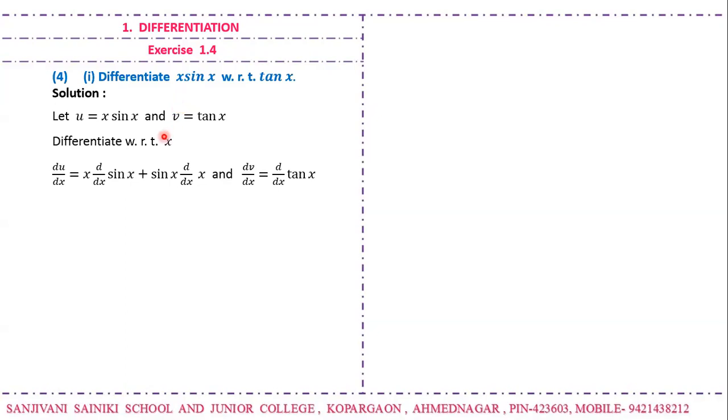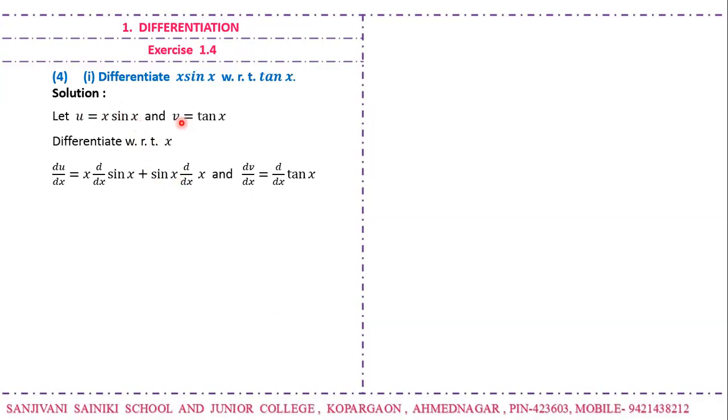It is nothing but parametric differentiation only. There is no difference between parametric differentiation and the derivative of one function with respect to another function. They are the same thing, just the wording is different. So differentiate these functions with respect to x. du by dx is d by dx of x sine x, but here there is a product of two functions, so we have to use the product rule: keeping the first function as it is, derivative of the second function, plus the second function as it is, derivative of the first one.